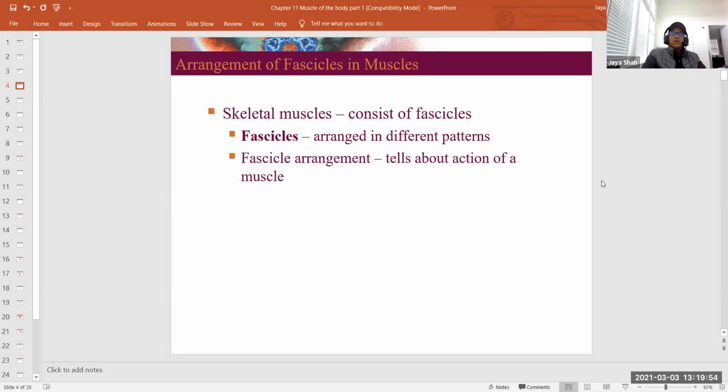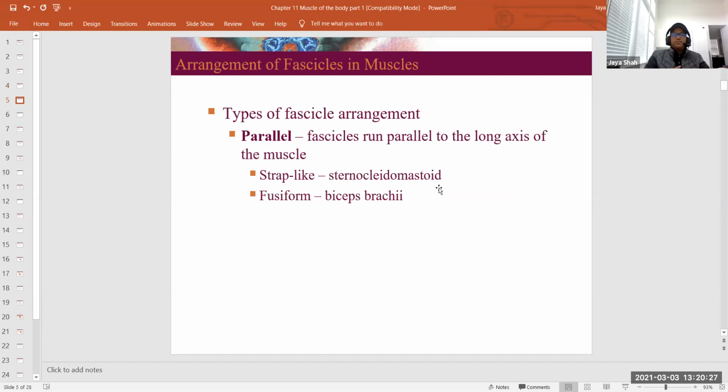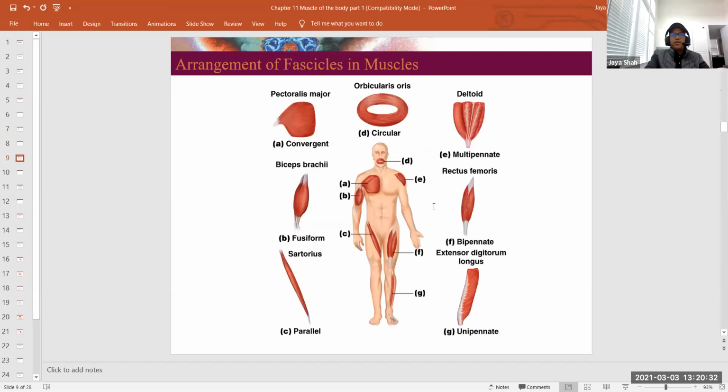So muscle fascicles are groups of muscle cells, and they run in the same pattern. That's why the arrangement of fascicles in the muscles is important, because these fascicles contract and bring about one kind of function. Fascicle arrangements come in different patterns in our body, and this tells us about the action of that particular muscle. Let's look at the types of fascicle arrangement. Let's go back to the diagram, and then I will come back.